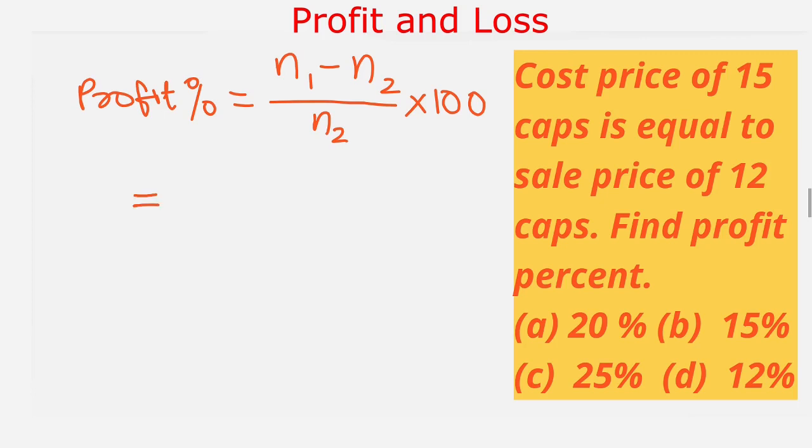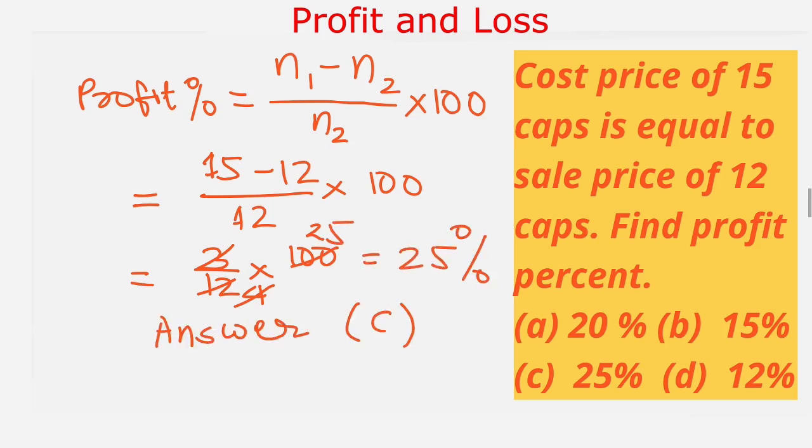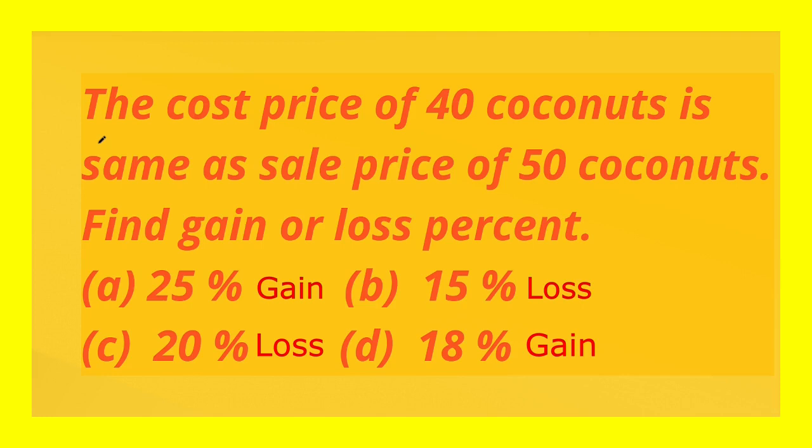N1 is 15 caps and N2 is 12 caps, so (15 minus 12) divided by N2, which is 12, into 100. This is 3 over 12 multiplied by 100. 3 divides 12 four times and 4 divides 100 twenty-five times. So this is equal to 25%. And from the given options, our answer is option C, which is 25%. We go to the next question.